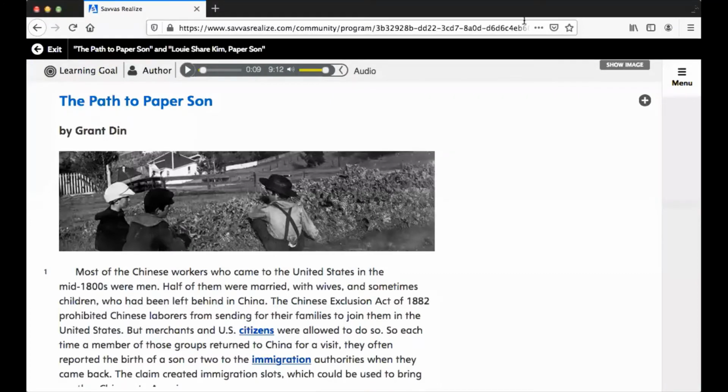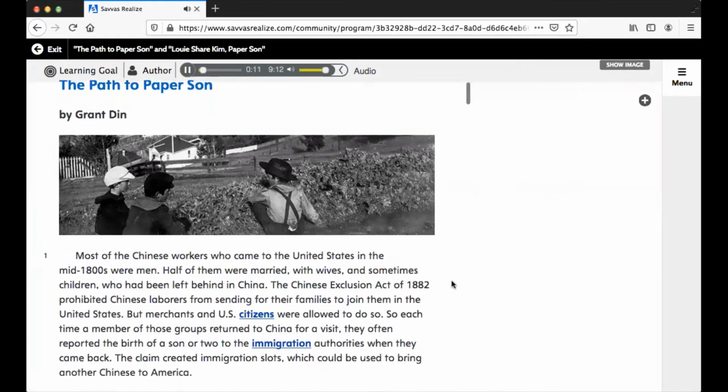Let's use our close reading strategies to analyze the main idea and answer this question. What two events made it necessary and possible for people to create paper suns? As I read, look for clues in the text that provide evidence as to what events made it possible and necessary to create paper suns.